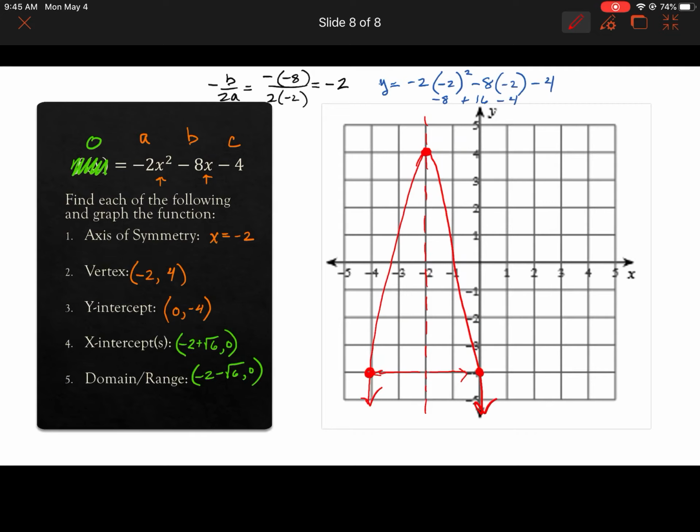And then the only thing left to do is to identify what is my domain. The domain is always the same. It's going to be negative infinity to positive infinity. And my range is determined by this maximum here, right? This is a maximum. And it points downward. So it's actually going to start at negative infinity, and it's going to go all the way up to 4, and it includes it, so I put a bracket.